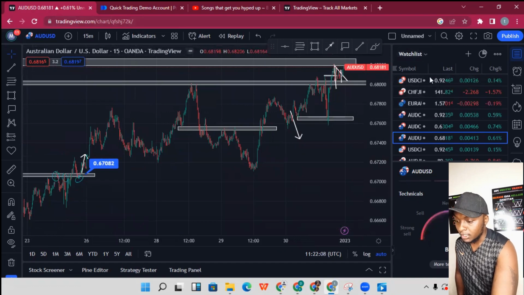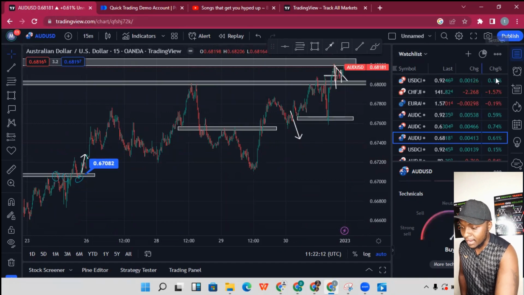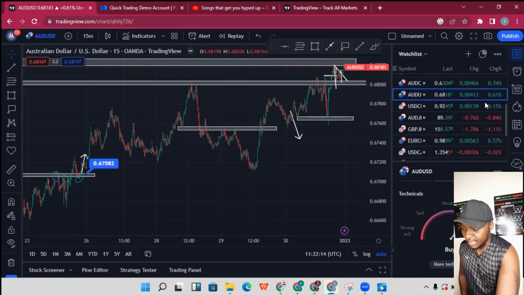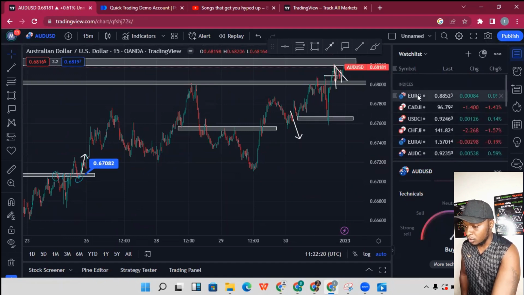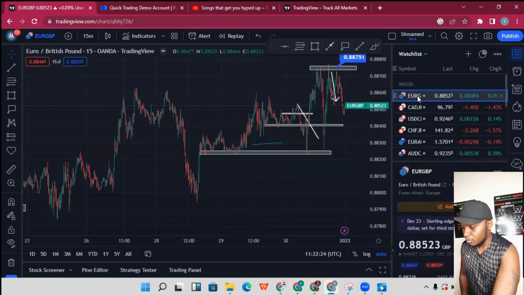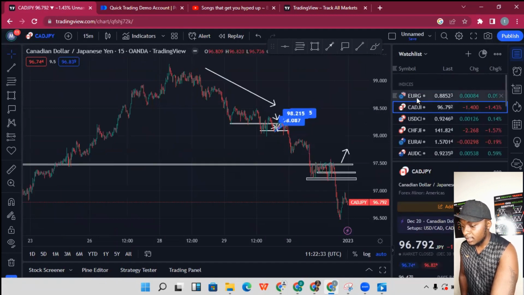First, on your watch list, if this is your first time downloading TradingView, just come here and remove all the currencies that are here. These are some of the currencies that I usually trade, and some of the currencies that you can have on your TradingView. The first currency will be EUR GBP. The second one will be CAD JPY. And how do you add these currencies? When I say EUR GBP, click the plus add symbol.